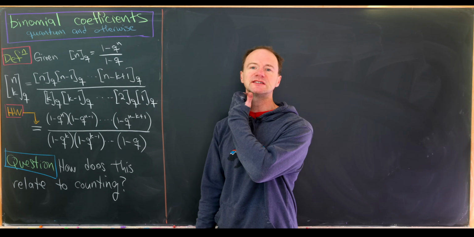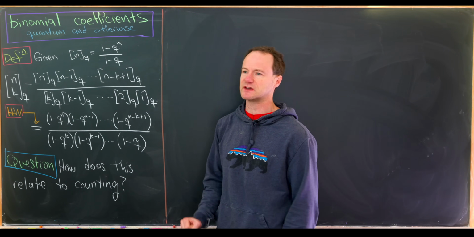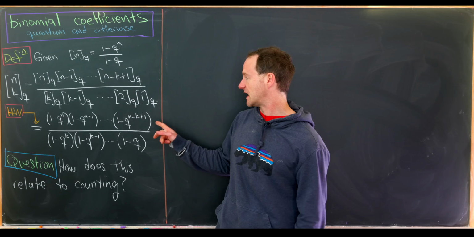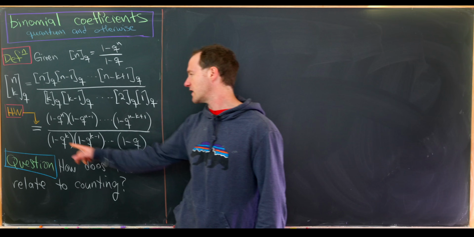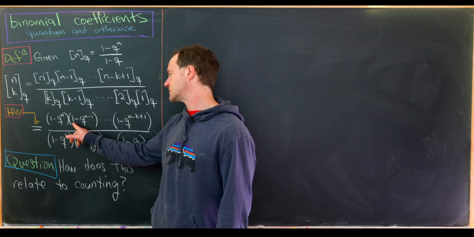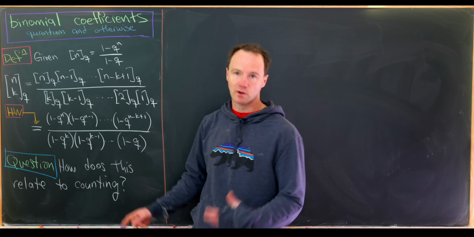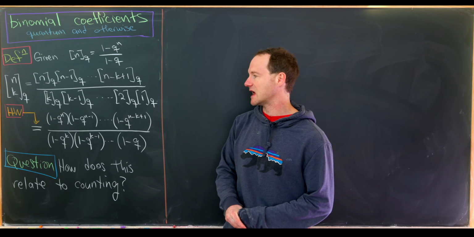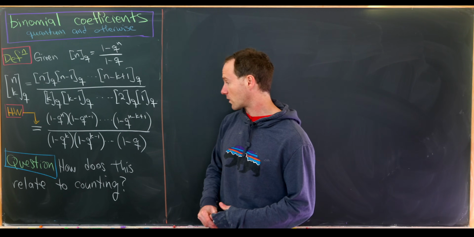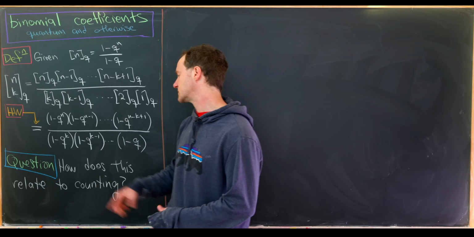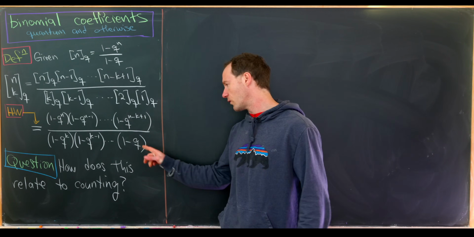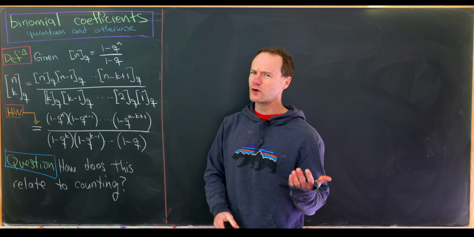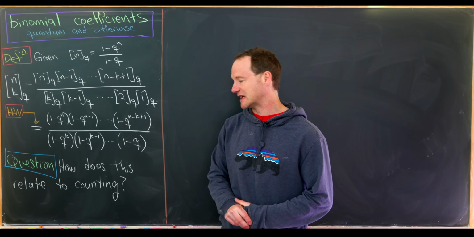But then a pretty simple homework exercise of just moving some things around and canceling out when necessary shows that this simplifies to the following object. We have (1 - q^n) times (1 - q^(n-1)) times (1 - q^(n-2)), ending at (1 - q^(n-k+1)), over (1 - q^k) times (1 - q^(k-1)), all the way down to (1 - q). Okay, then the real question here is, how does this relate to counting?